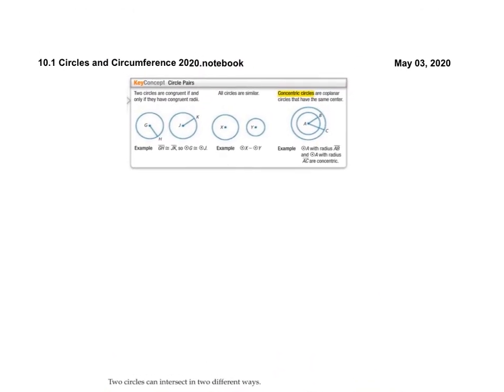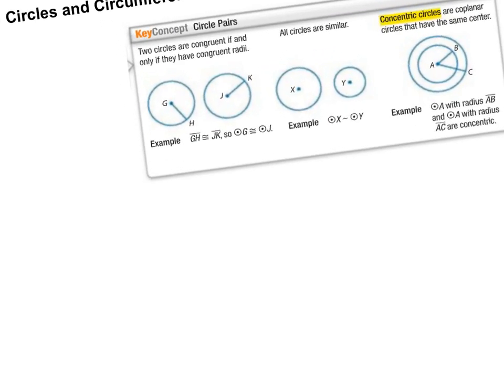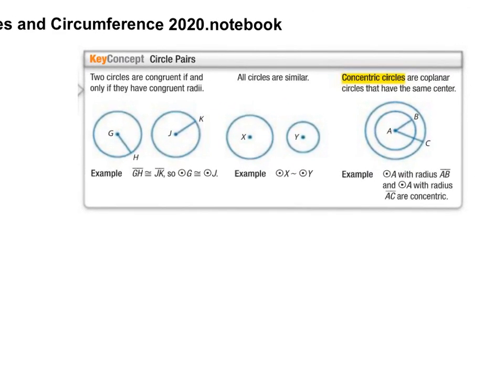Okay, so a few more definitions. This is in your textbook as well. Two circles are congruent, congruent means exactly the same size, if and only if they have congruent radii. So obviously, if this radius is 3 and this is 3, they are the same. Okay, all circles are similar. And the last definition that's new to you: concentric circles are coplanar circles, coplanar means the same plane, that have the same center. So concentric circles are coplanar circles that have the same center. Okay, so 3 definitions for you.